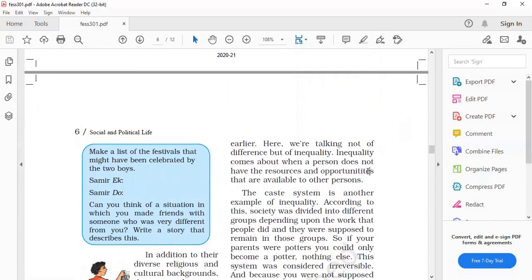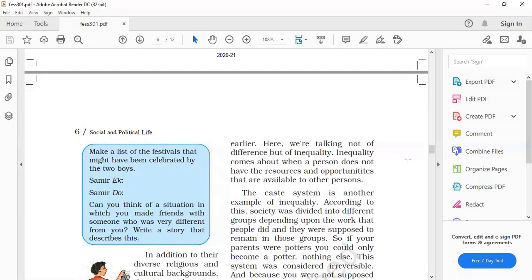And how many types of inequality are there? You can say economic inequality, social inequality, political inequality. So if someone asks what do you mean by inequality, your answer will be: inequality comes about when a person does not have the resources and opportunities that are available to other persons. There are mainly three types of inequalities: socioeconomic inequalities, economic inequalities, and political inequalities.